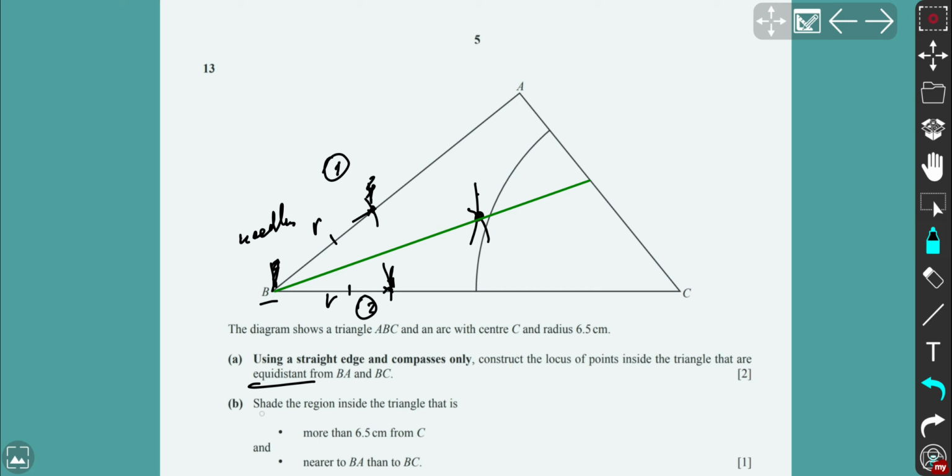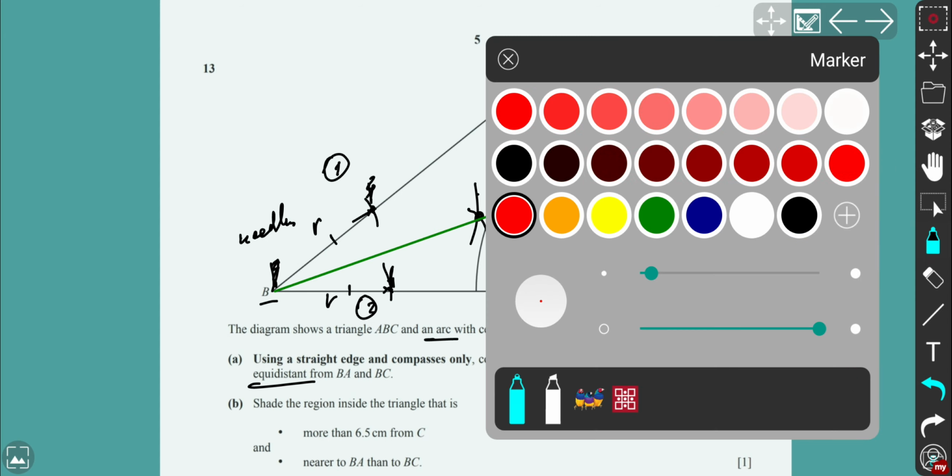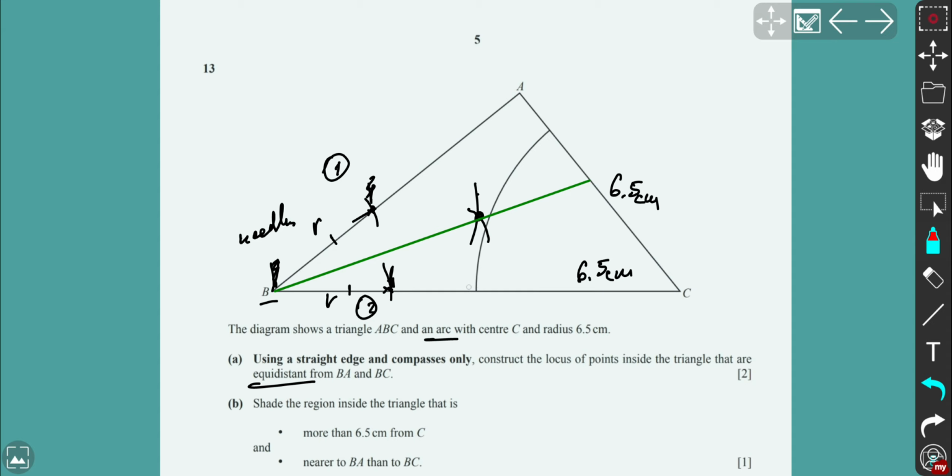That's how it works. Okay, so next one, you need to shade the region inside the triangle that is more than 6.5 centimeters from C. Okay, so you're given the arc, which is that one. It's a sector with radius 6.5 and 6.5 over there. Okay, centimeters. Yeah, my bad. And you need to do what? More than 6.5. So more, it means you need to use dashed lines. Okay, I'm going to use a red one. So more than 6.5 from C means any points within the rest part of the triangle except for that sector. So that's why you don't include the boundary. So you just use the dashed line, okay?